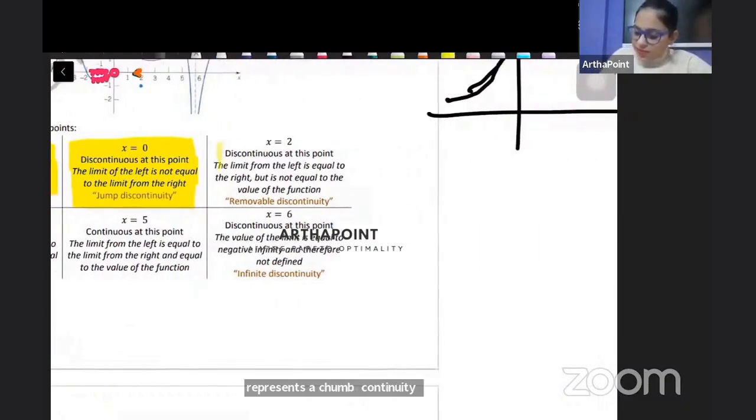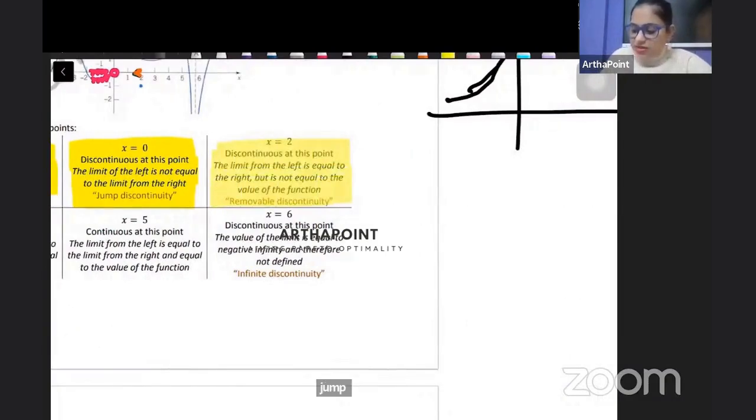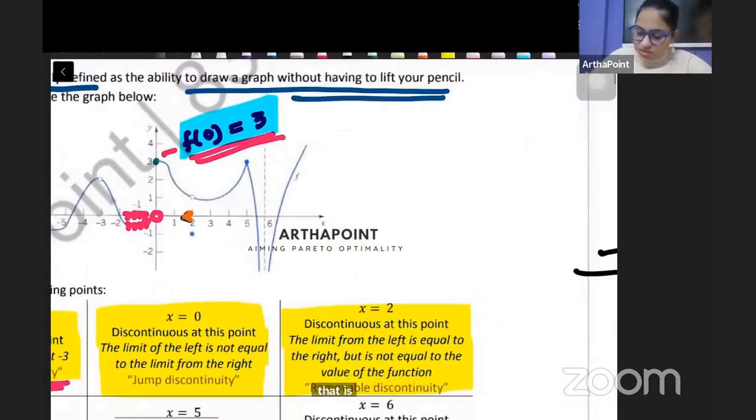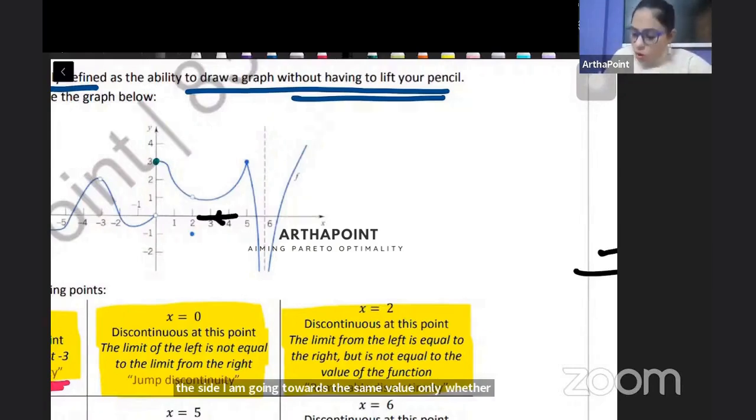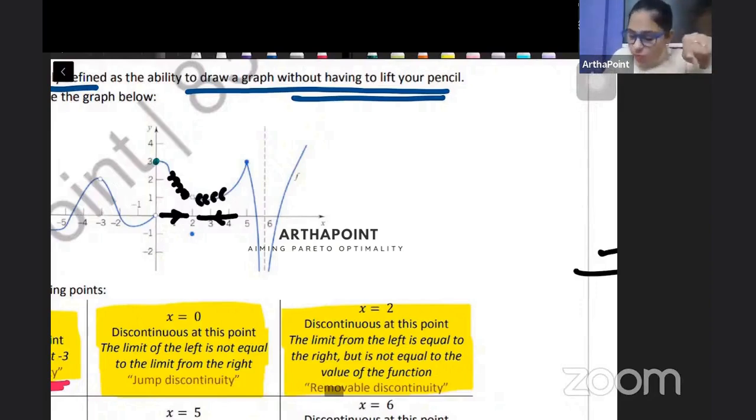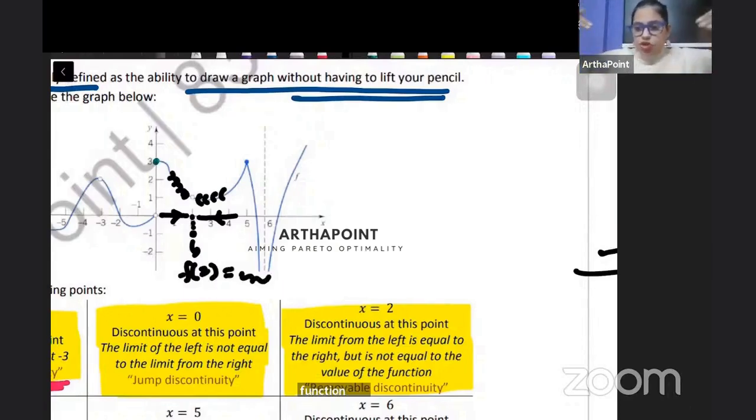Now the third part that we have, beta, is called another way to show removable discontinuity. That is happening again at x equal to 2. So if we look here again at the third part of this diagram, again you see that from both sides I am going towards the same value only. Whether I approach 2 from this side or I approach 2 from this side, I am going towards the same. I am going to the same point. But at x equal to 2, the value of the function is this. Only at x equal to 2, here the value of the function is different, but otherwise I am approaching the same value.